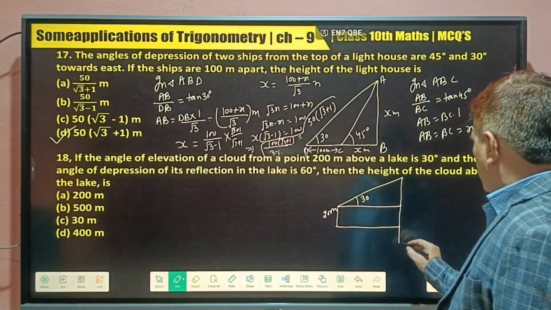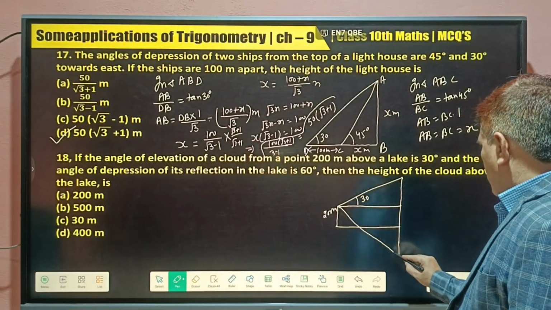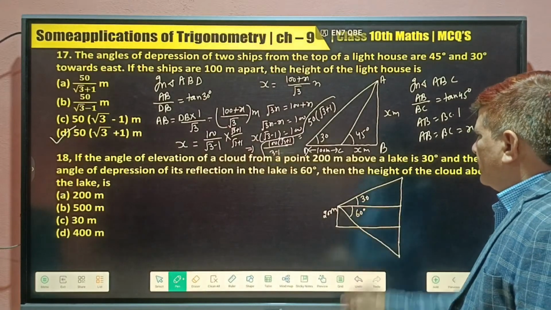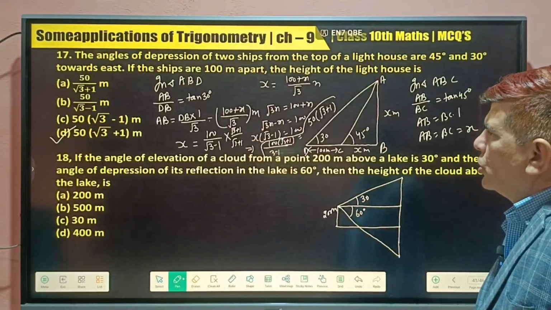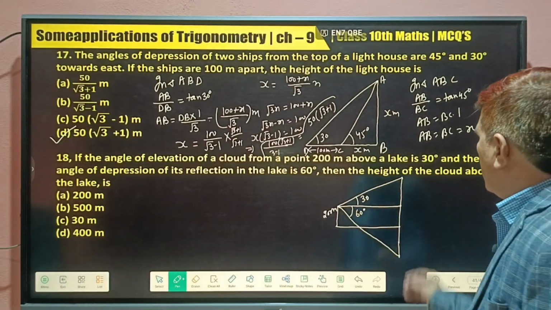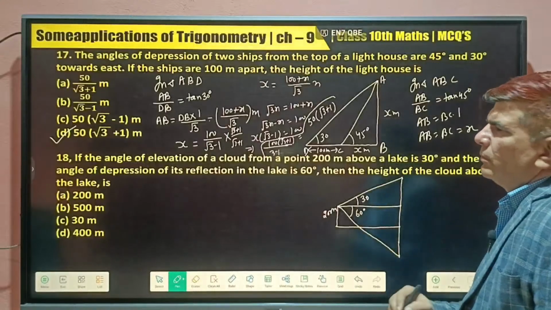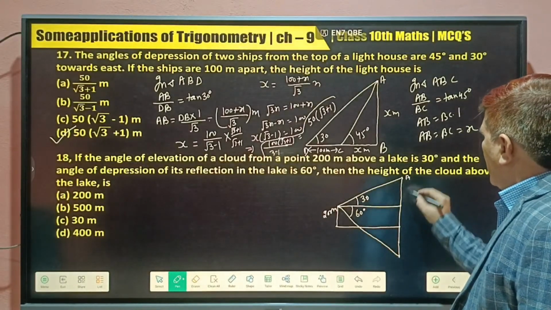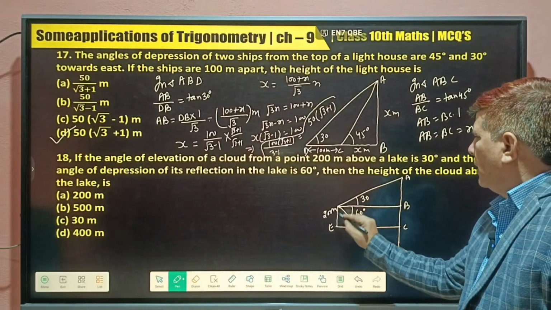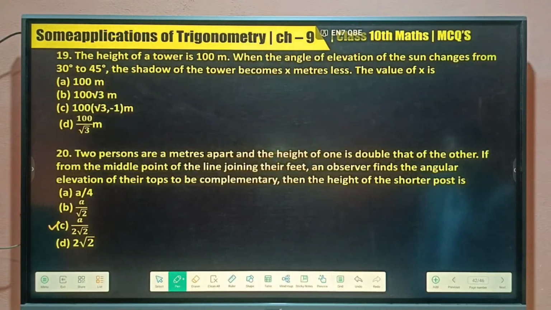So this. From this, angle is 60 degree. Understood? Then the height of the cloud above the lake. Above the lake meaning this. This is the above the lake. Which one? A, B, C, D, E, F. Yes or no?